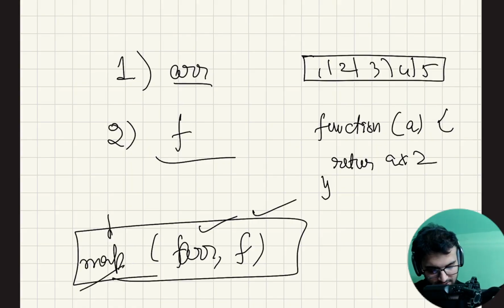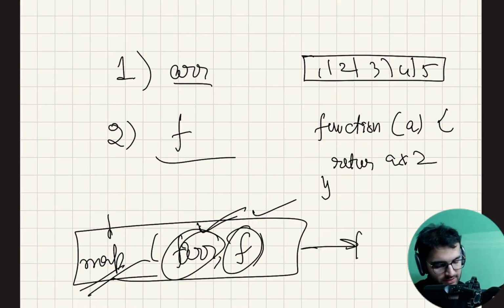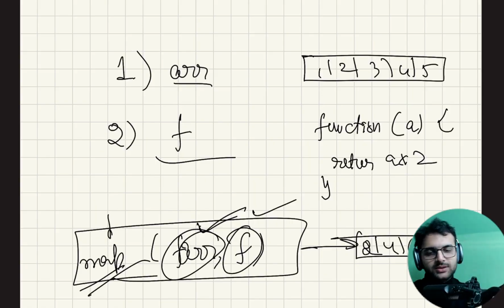We don't have to create this. This is provided to us. We just have to give it two inputs, the array and the transformation function, and it gives us the final output, which is 2, 4, 6, 8, 10. That is what map lets you do.